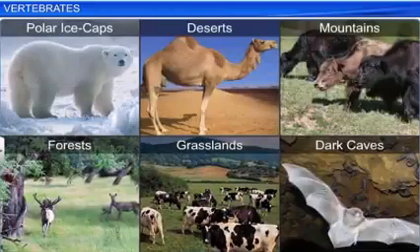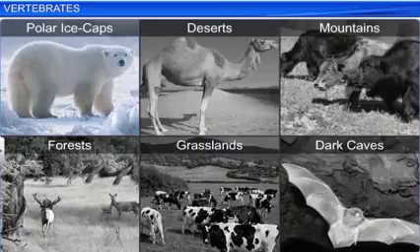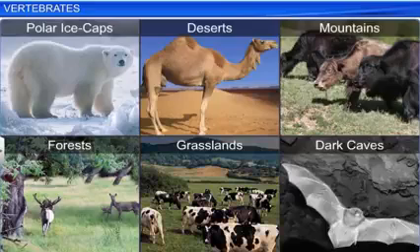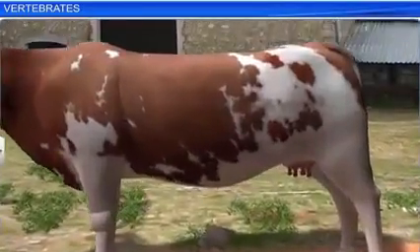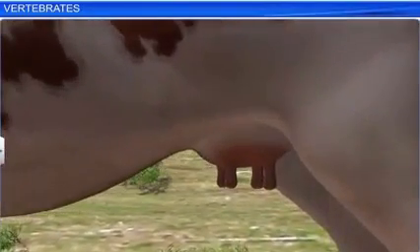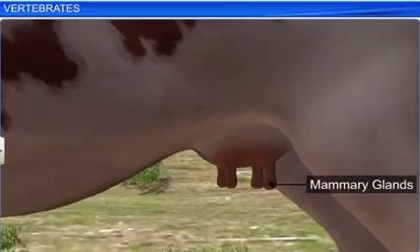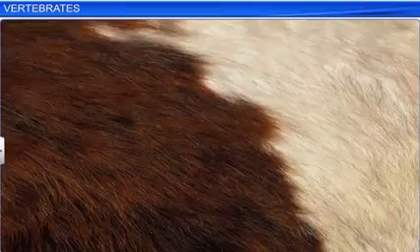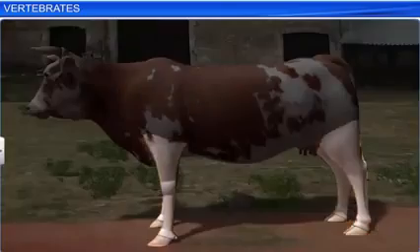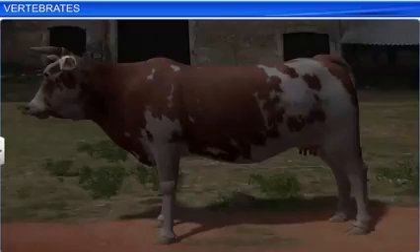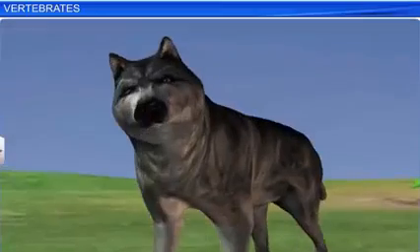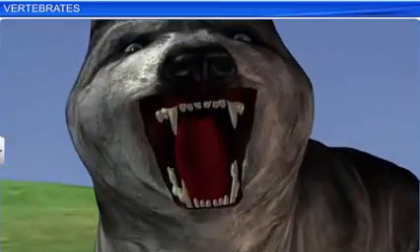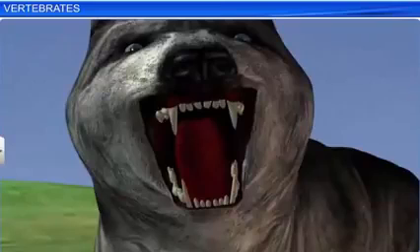Mammals are found in a variety of habitats: polar ice caps, deserts, mountains, forests, grasslands, and dark caves. These vertebrates have certain unique features such as mammary glands, which produce milk, and hair on their skin. They also have 2 pairs of limbs and 1 pair of external ears or pinnae, along with different types of teeth to tear, bite, cut, and crush.